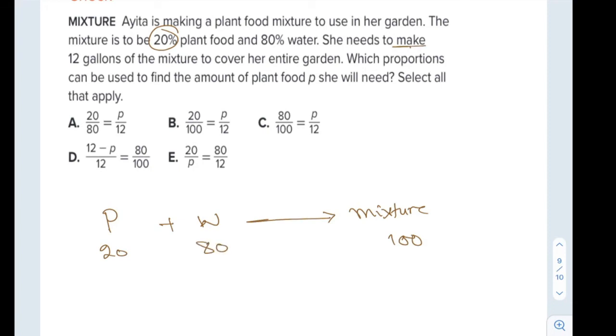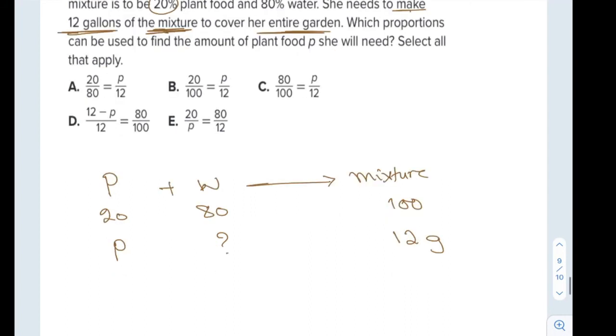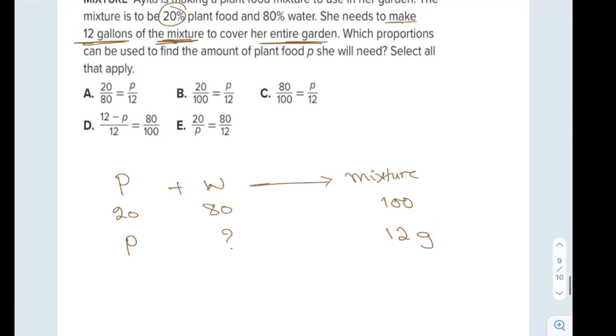She needs to make 12 gallons of the mixture to cover her entire garden. So this is the mixture, 12 gallons. Which proportion can be used to find the amount of plant food? She needs P, we don't know it, and here we want to know how much it is. Let's try to fill everything in before we check which of these proportions are correct, because since the question is select all that apply, we might have more than one correct answer.